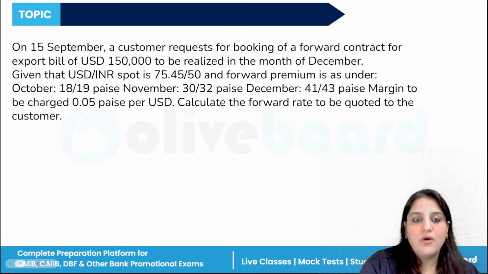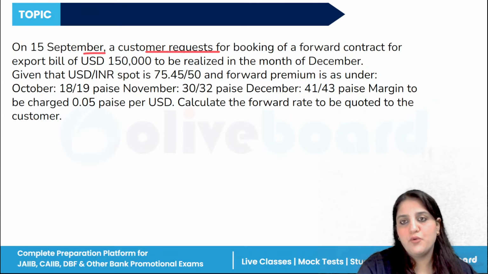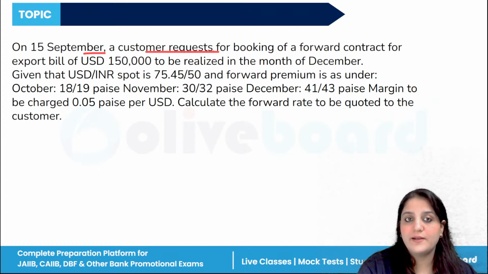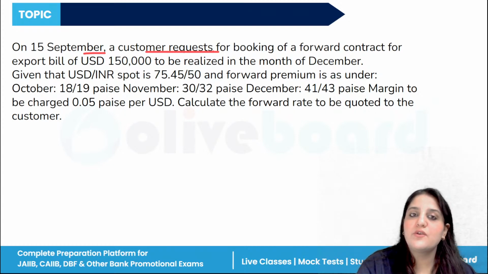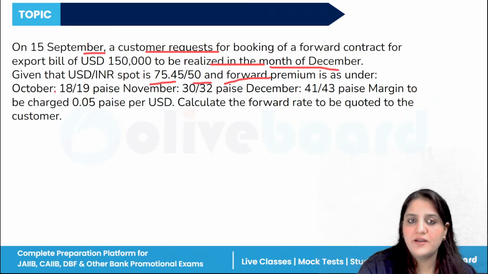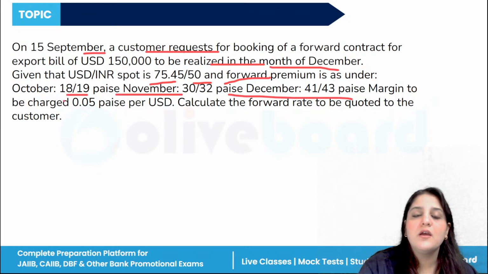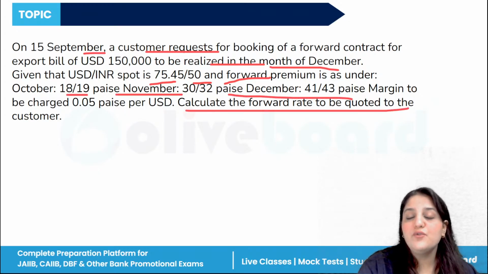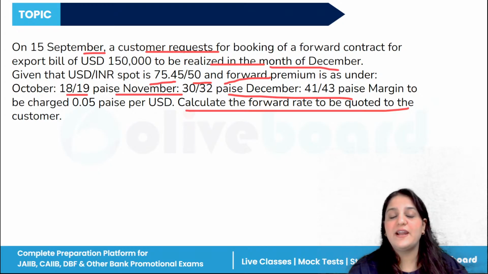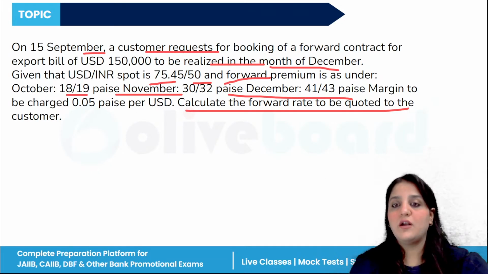Now, on September 15 a customer requests booking a forward contract for an export bill of $1,50,000 to be realized in the month of November. Given that the spot is given, forward premium is as under, November premium is given, December premium is given. Now we have to calculate the forward rate that is to be quoted to the customer.